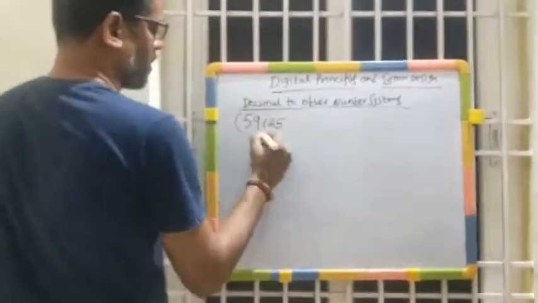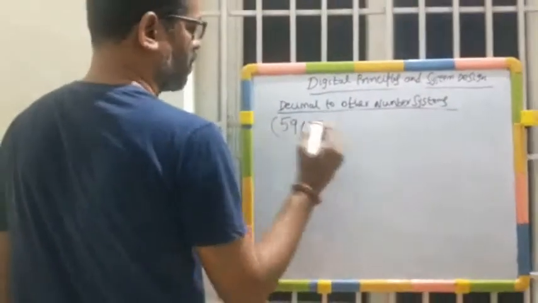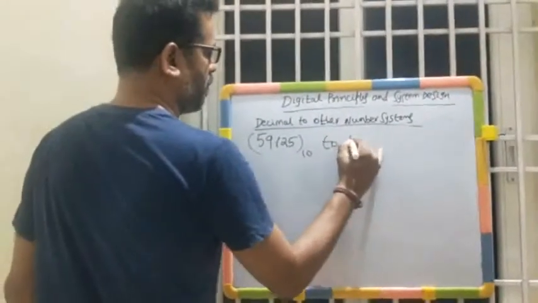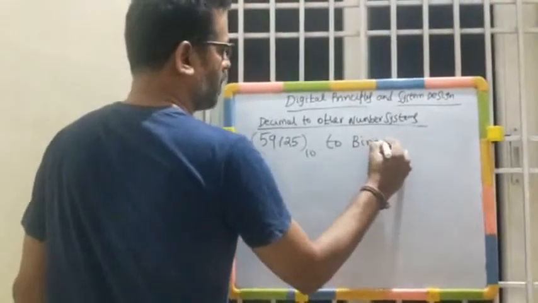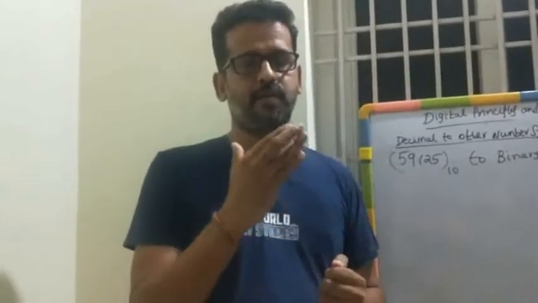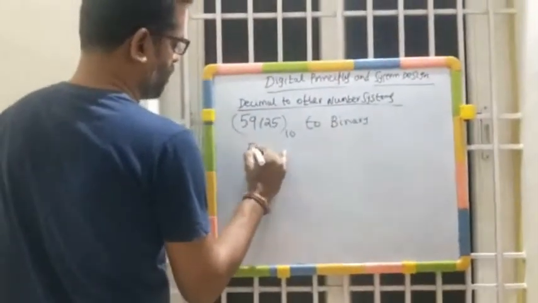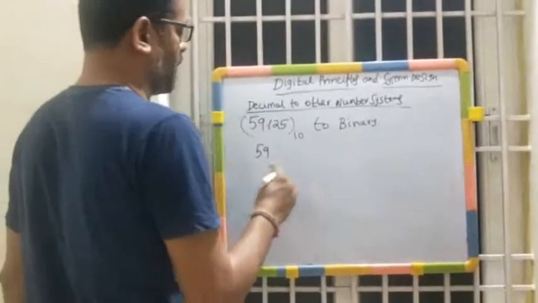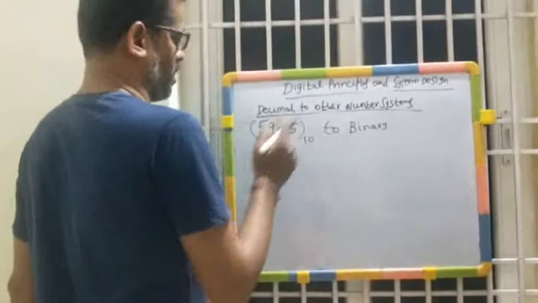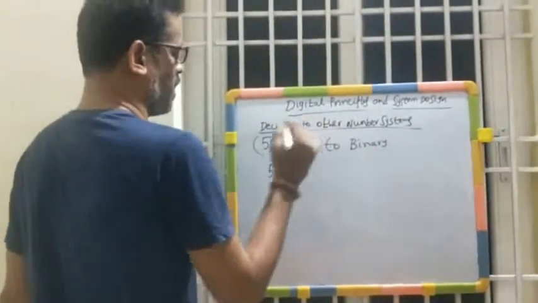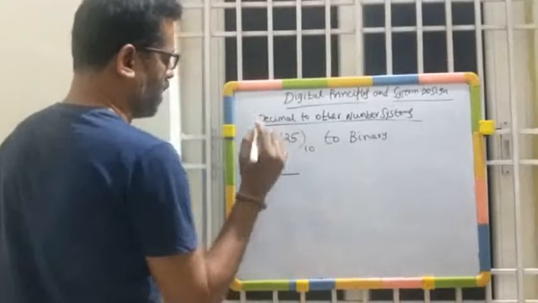59.125 in base 10 we are going to convert to binary. We need to apply the procedure for the integer part and the fractional part separately. Now we'll do the integer part. For the integer part, we need to divide by the base to which the given number has to be converted. Since we are converting this number to binary, we need to divide the integer part by 2.